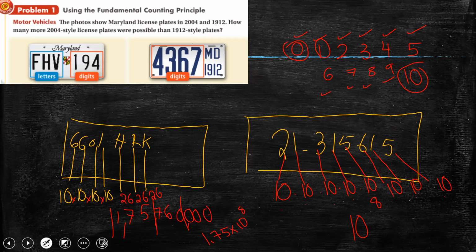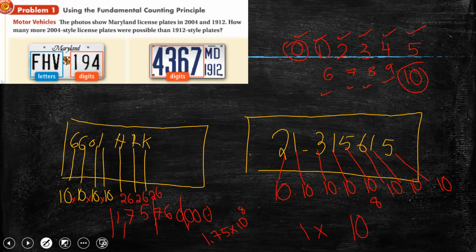It's Saudi Arabia, not Jordan. And here we have 1 times 10 to the power 8. So which is greater? Saudi Arabia. This is for our Arab countries.